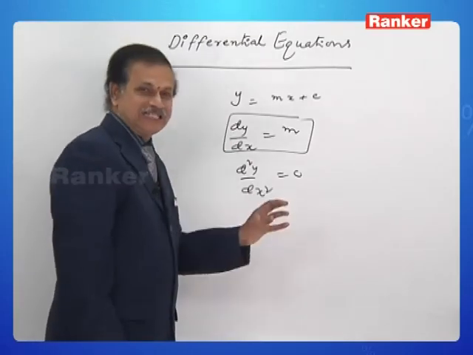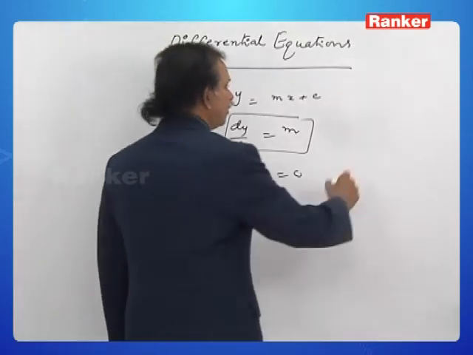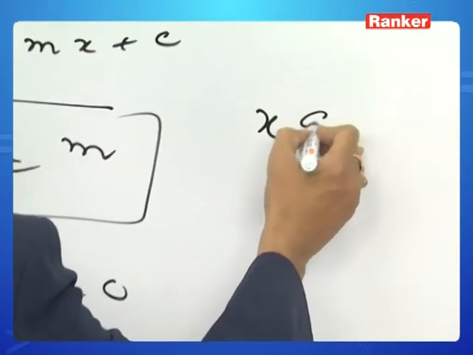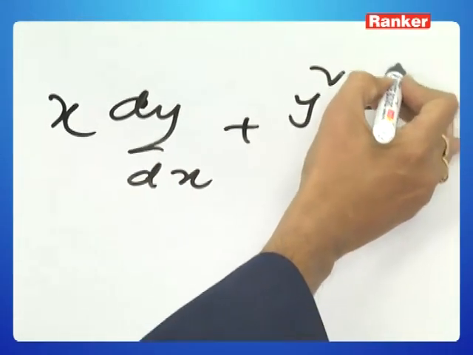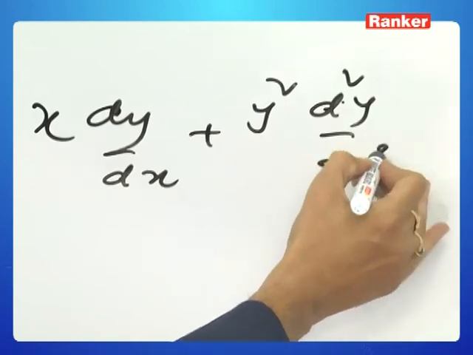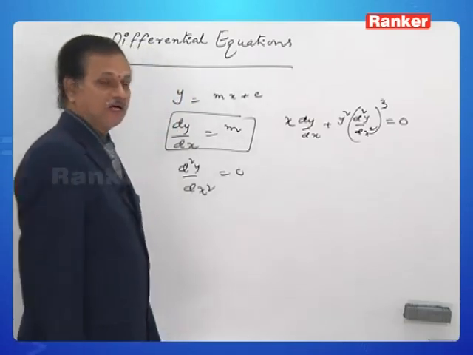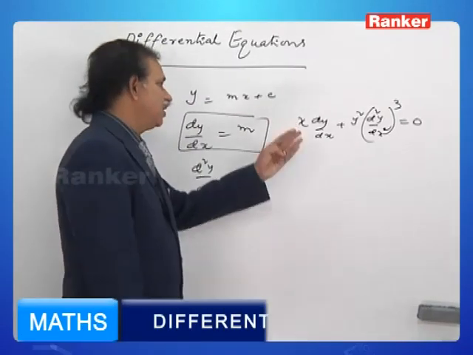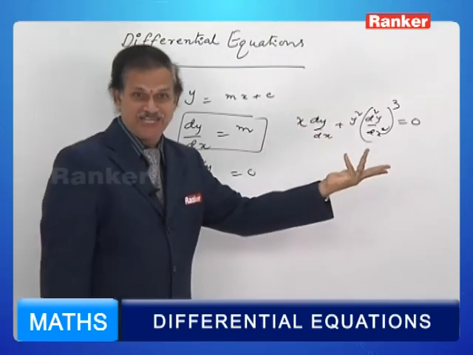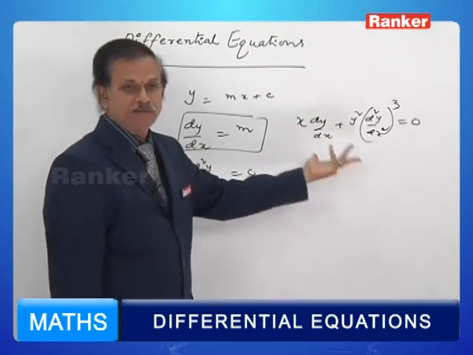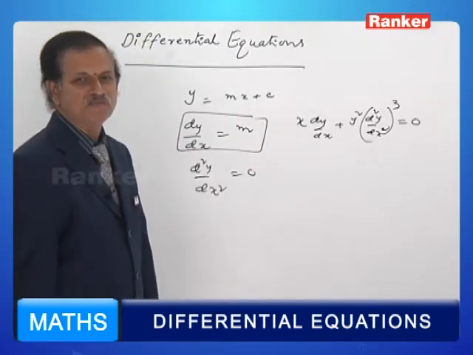dy by dx, that is the differential coefficient, is involved. Isn't it? Observe one more equation. x dy by dx plus y square into (d square y by dx square) whole cube is equal to 0. That is another equation in which the independent variable x and dependent variable y and differential coefficients, namely dy by dx and second order derivative d square y by dx square, are also involved.